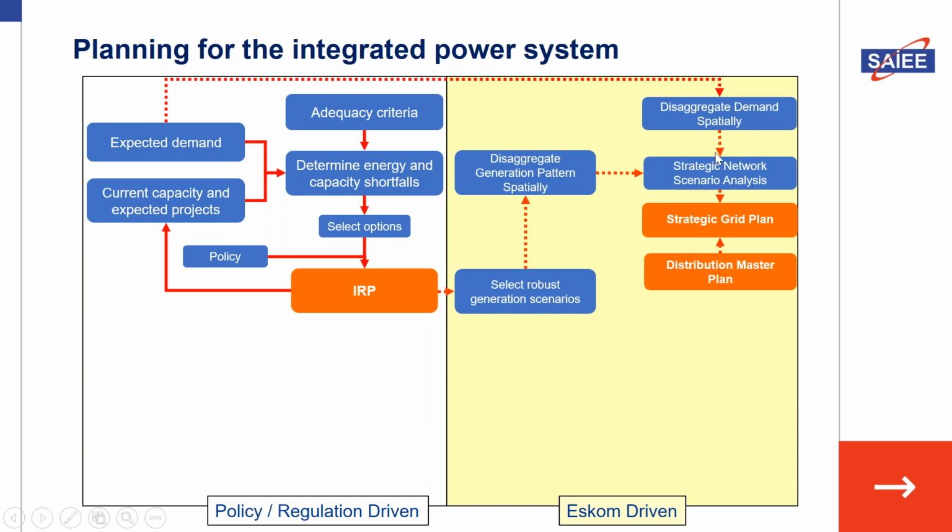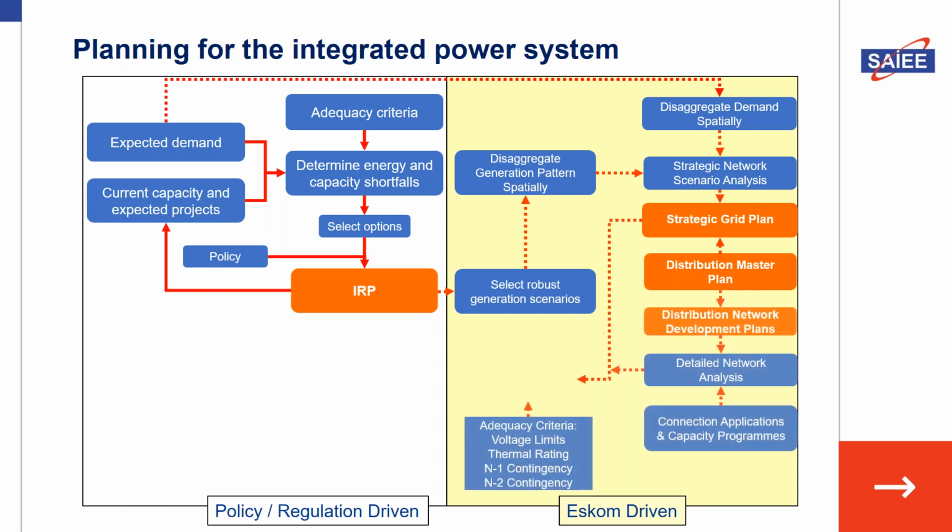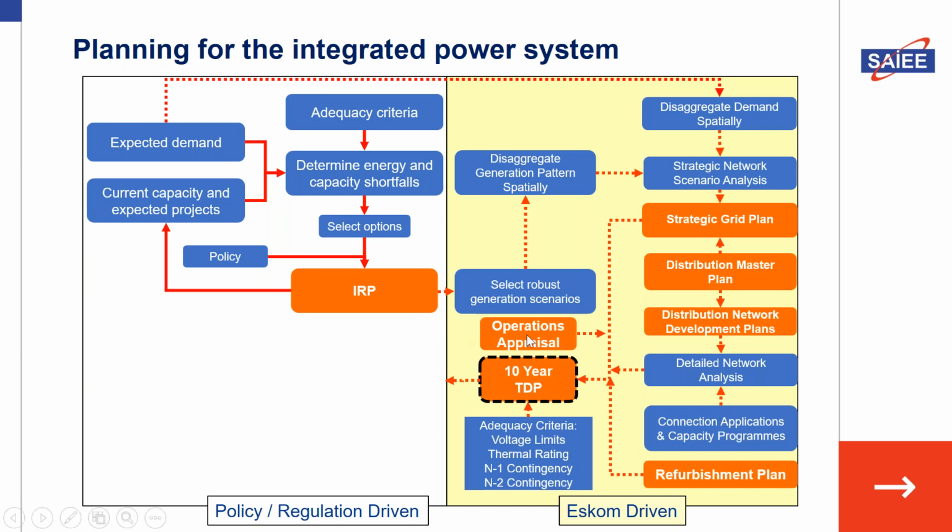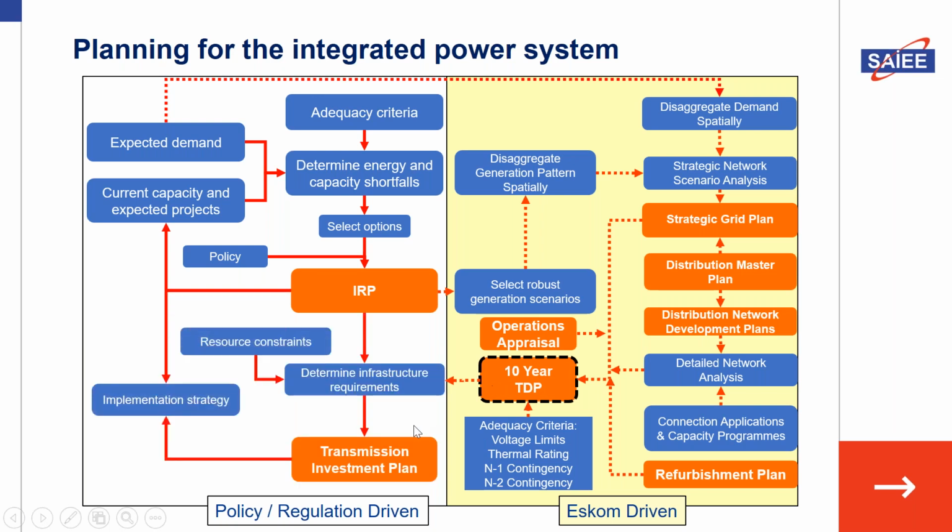And to do that, we develop a strategic plan that looks at the various scenarios, and we come up with, also looking at plans from our distribution areas across the country, the master plans, and then taking all these plans together with the operations appraisal, which looks at the current concerns or constraints on the network, with applications that we have processed in collaboration with the refurbishment plans, and ultimately we come up with a 10-year transmission development plan, which ultimately leads to the investment plan for the country.